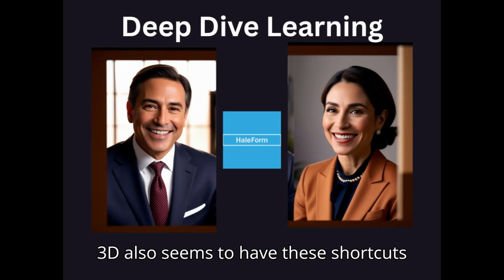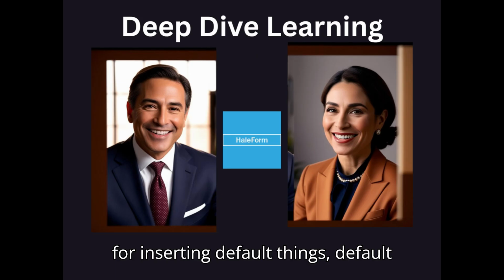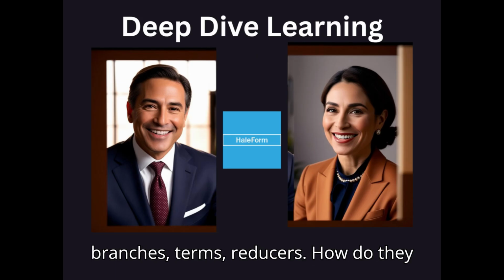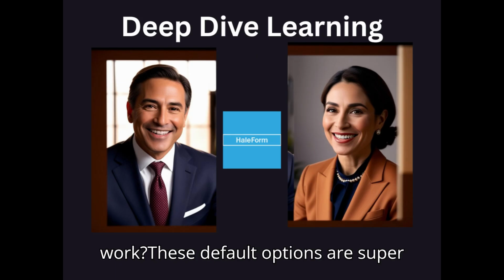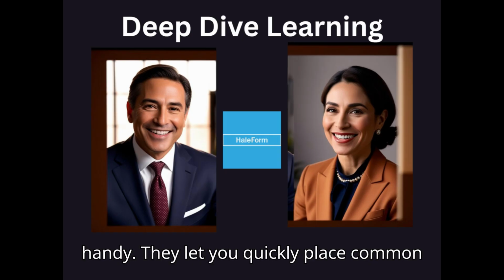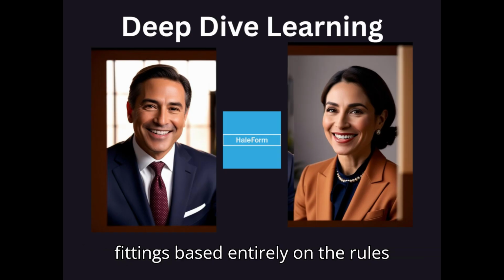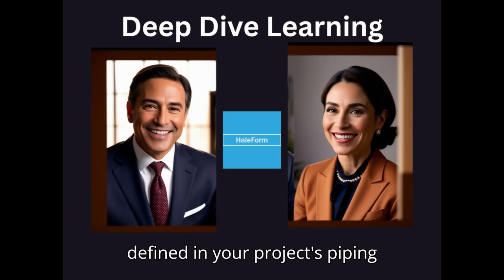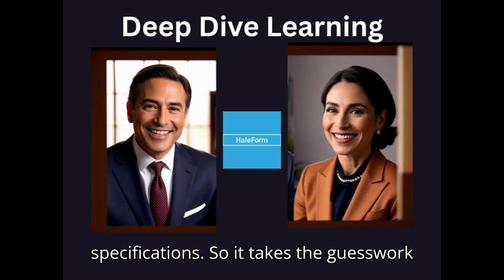Okay, Smart 3D also seems to have these shortcuts for inserting default things: default branches, turns, reducers. How do they work? These default options are super handy. They let you quickly place common fittings based entirely on the rules defined in your project's piping specification. So it takes the guesswork out.